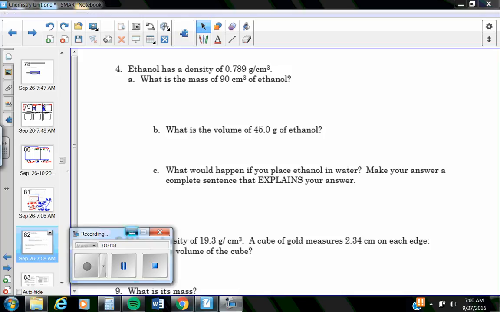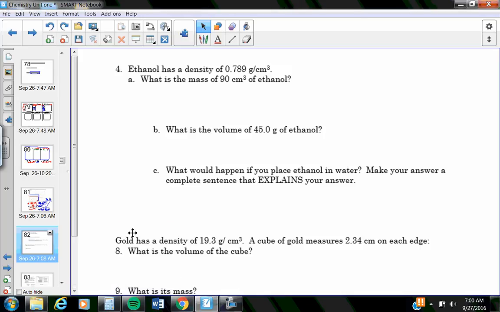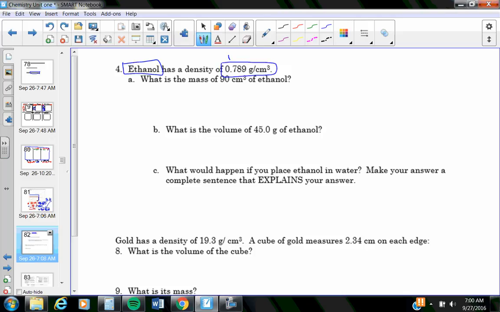Page 2 of Unit 1. So now using a density of something we haven't really dealt with. It's a liquid called ethanol or ethyl alcohol. We know that it has, according to this, a density of 0.789 grams per cubic centimeter. What that means is there's 0.789 grams in every 1 cubic centimeter. Or you could also look at it as there's 1 cubic centimeter per every 0.789 grams.